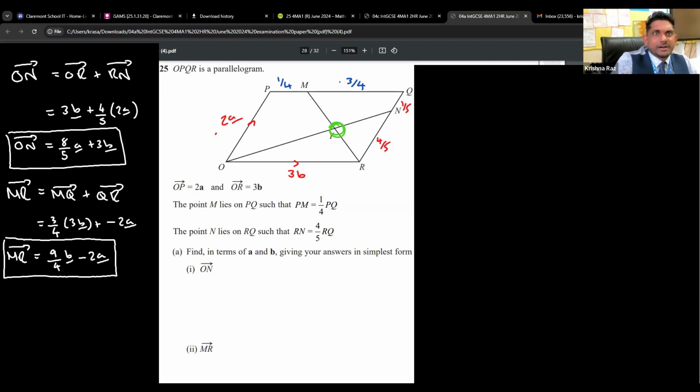So let's figure out a couple of vectors in terms of that involve Y. So we've got ON. So let's figure out OY. And OY is OR plus RY.